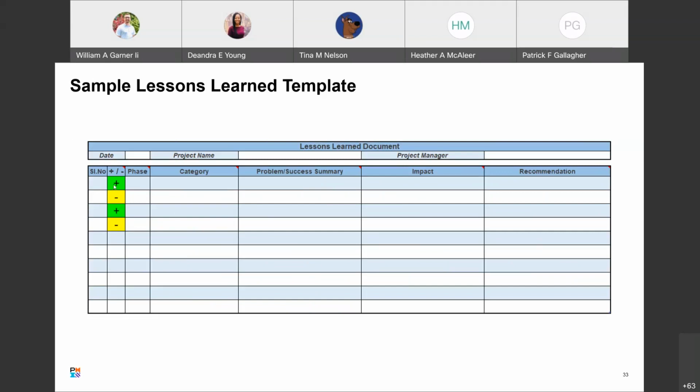So this one looks at: is it a positive or a negative? What phase was it in? You can define these categories. I'd have to look at the actual Excel template that they gave us, but I would imagine these notes are probably definitions, so that you can replicate what's going on. What was the problem? What was the impact that it had? And what's the recommendation going forward? You can use so many different things, whatever you think will add value moving forward.